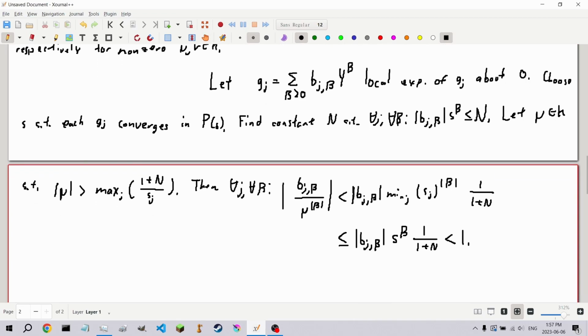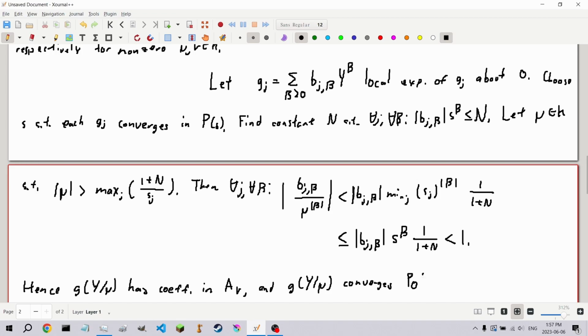Hence, g of y over mu has coefficients in the ring A sub v of the valuation v of K, of course. In particular, our g of y over mu converges in the unit strict polydisk.